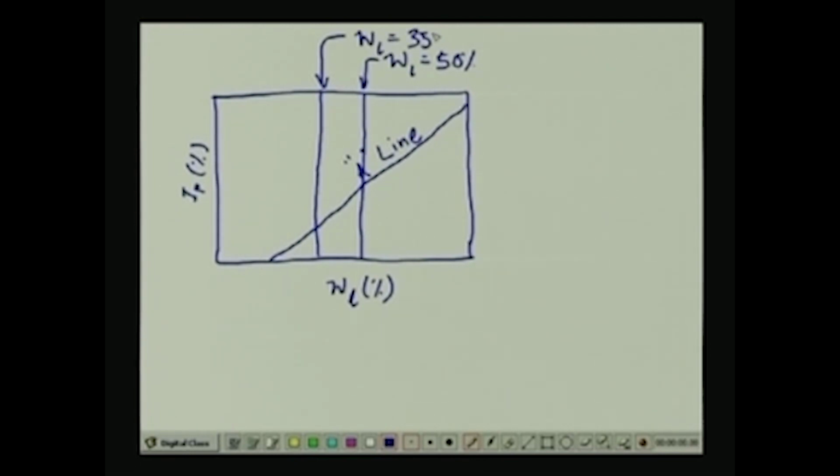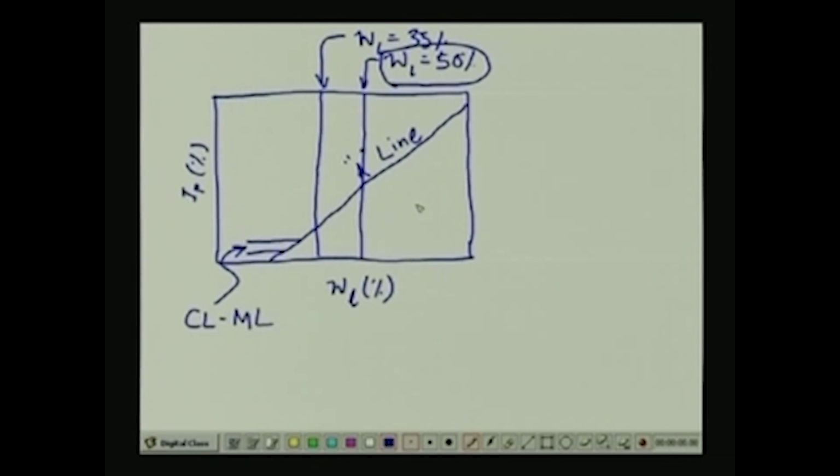In case of the ASTM standard, the line at 50% is not there. So one of these lines is not there in case of the ASTM standard. Also there is another subzone near the bottom left of this particular plot, which is reserved for a category called CL-ML.